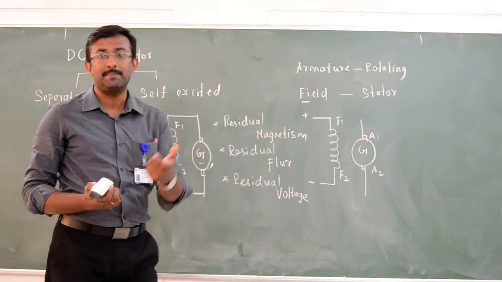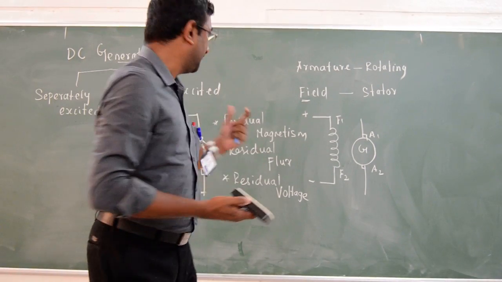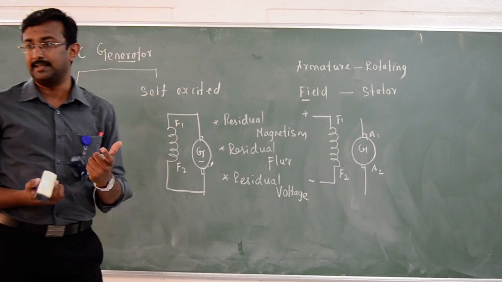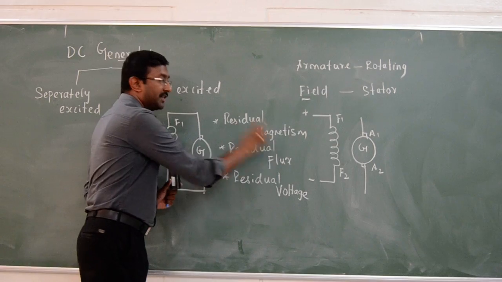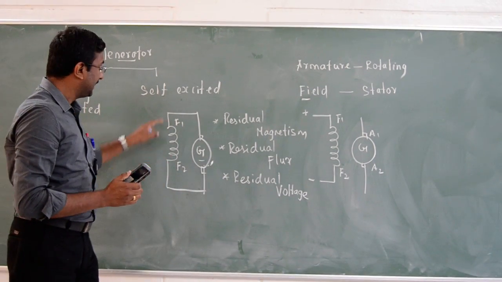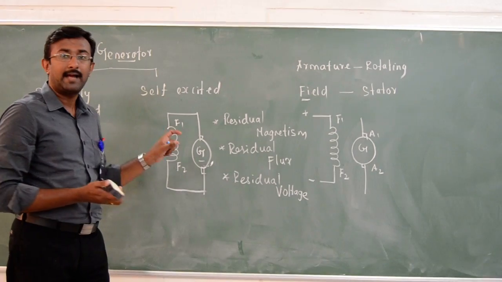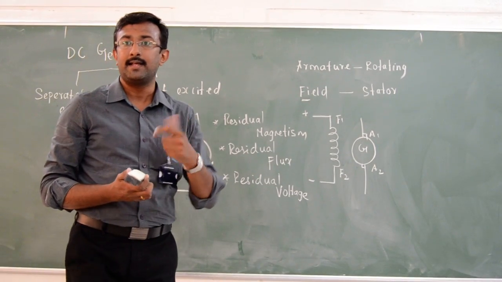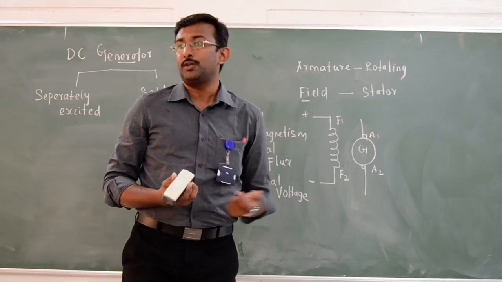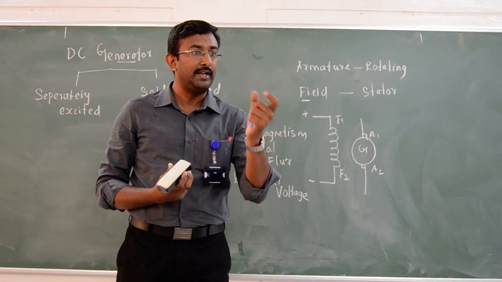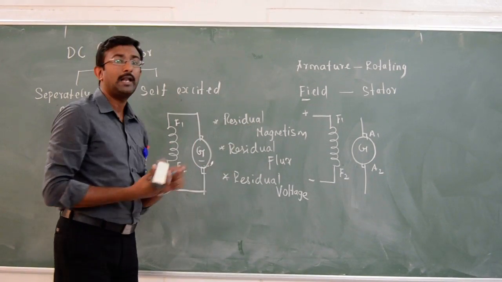At the time of starting, there will be no output from the generator. Then how will the field get excited? That is with the help of the concept called residual magnetism. The field winding in a generator has its own property, called the residual property. Without giving any excitation to the field winding, the field will have its own magnetism. That concept is called residual magnetism.